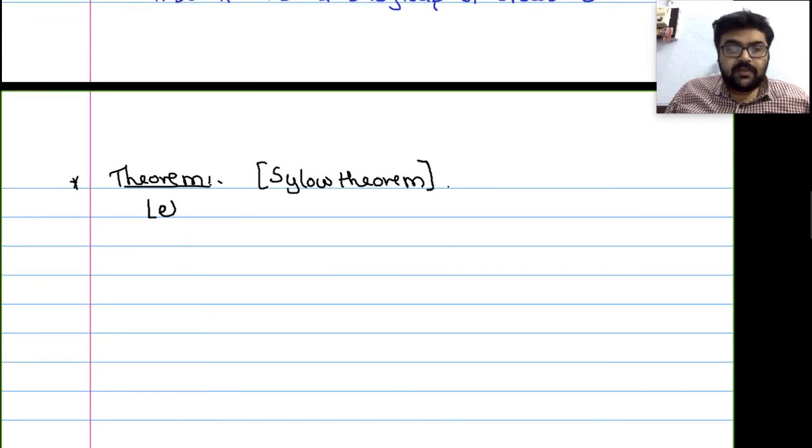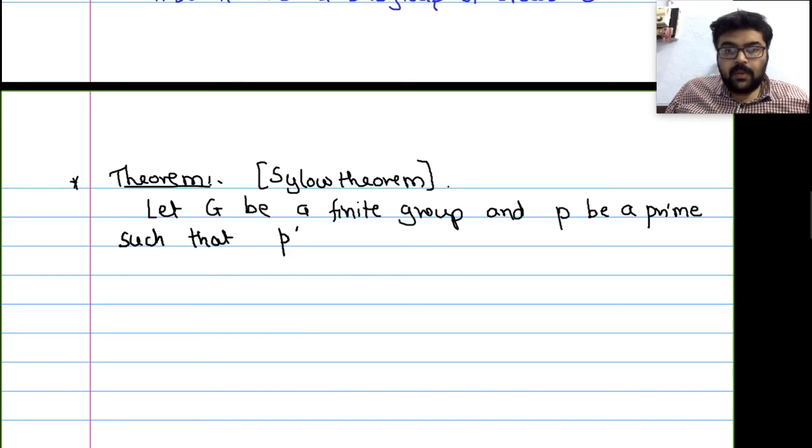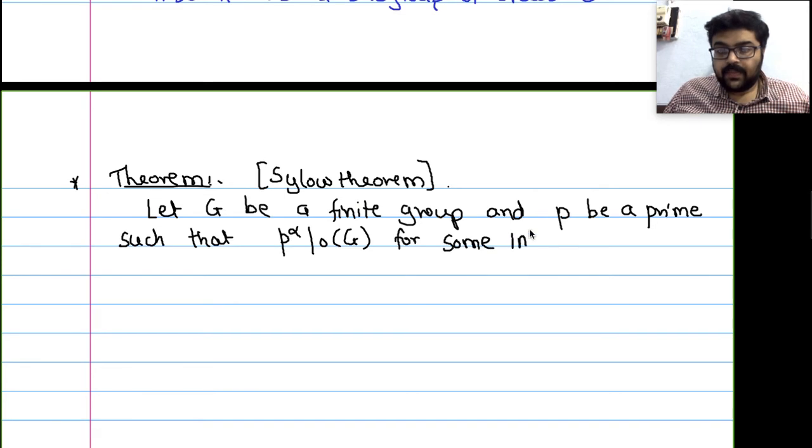So it says: let G be a finite group and p be a prime such that p power alpha divides the order of G, for some integer alpha. We are not saying that alpha is the highest one. We are not saying p power alpha plus 1 does not divide.